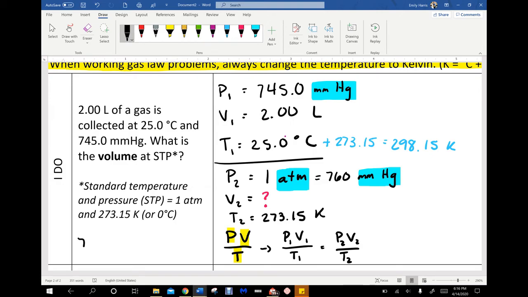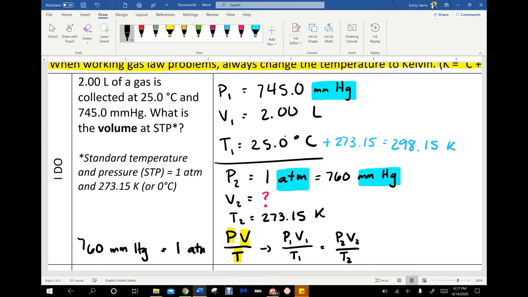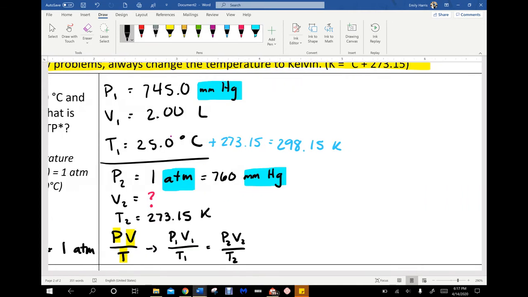And if you don't have your blue sheet handy, you may want to write that down, that 760 millimeters of mercury is equal to 1 atmosphere. All right. And so that means like half an atmosphere would be equal to half of those millimeters of mercury. All right, so now we've got that settled, I think we are ready to begin.